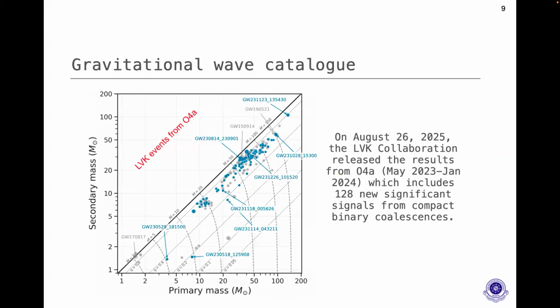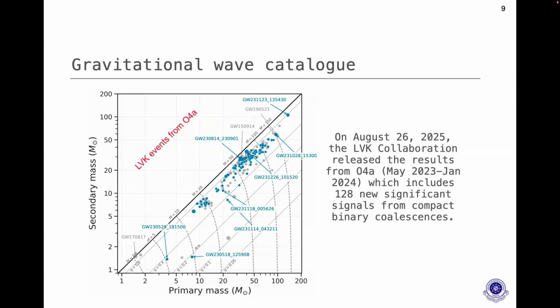Okay. And yeah, so this is the newest result from the O4A, where the detector ran from May 2023 till January 2024. And they detected about 128 new significant signals from compact binary coalescences. And that makes the number 218, the total number of detections up till O4A. And these are the detections.